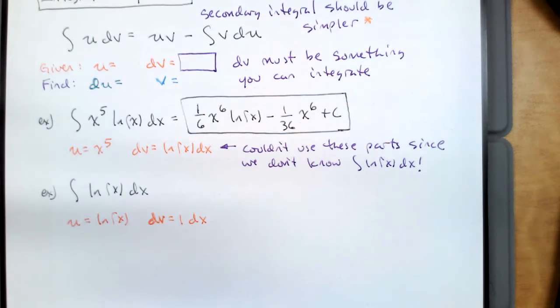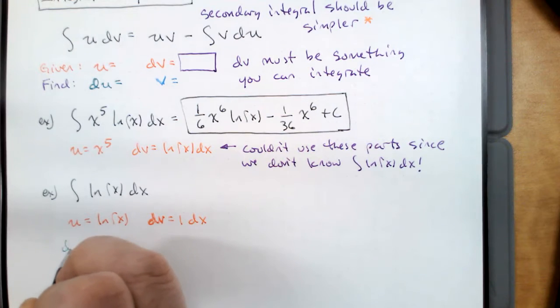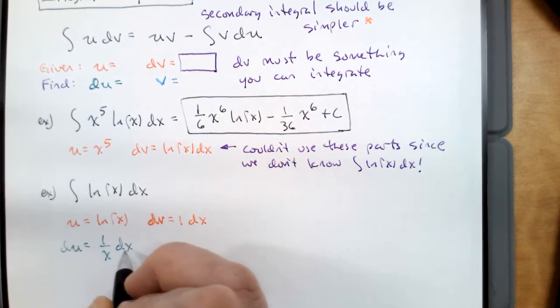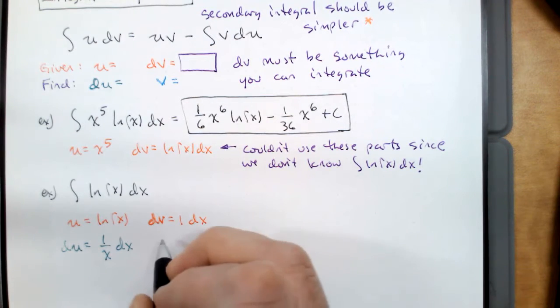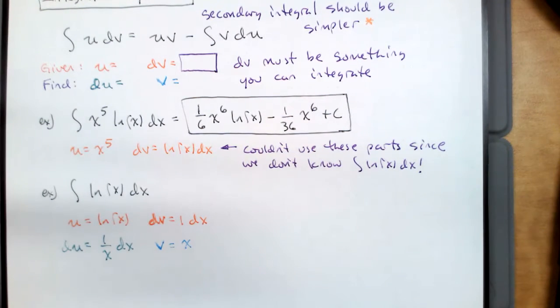So, step 0, this is not a substitution problem. Step 1, choose your parts. We don't have any choice. u is natural log of x, dv is just the dx. Step 2, find the other two parts. If u is natural log of x, then du is 1 over x dx. And if dv is 1 dx, then v is just x. Differentiate to find du, integrate to find v.